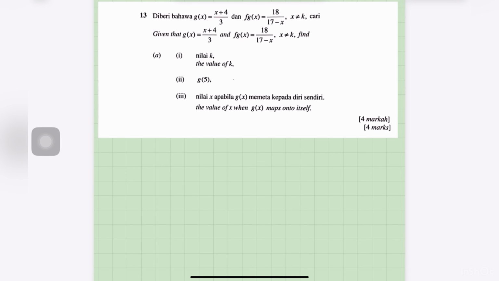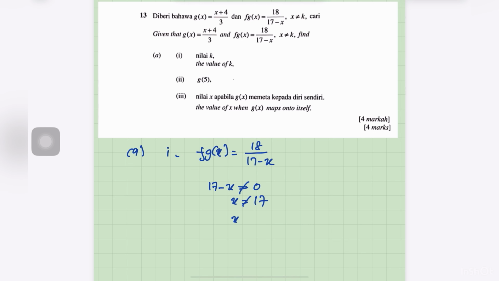Number 13, given that gx equals x plus 4 over 3 and fgx equals 18 over 17 minus x, x is not equal to k. Find, Roman 1, the value of k. So for this question actually we have fgx given 18 over 17 minus x. Okay, so ni fraction so the denominator cannot take the value of 0. So meaning that 17 minus x is not equal to 0. So x is not equal to 17. Tapi soalan tu dia bagi x is not equal to k. So therefore k equals 17.